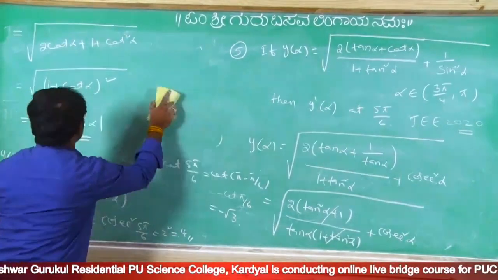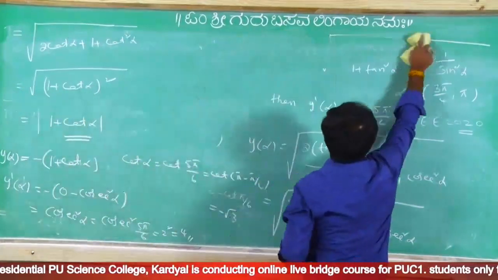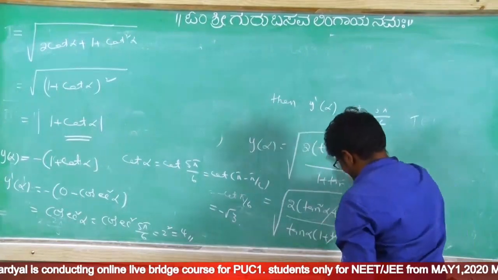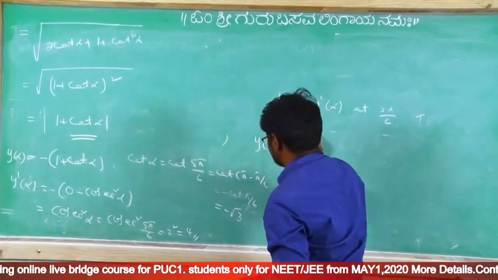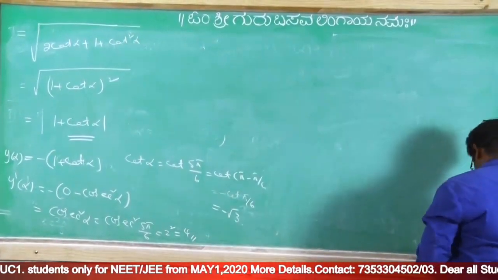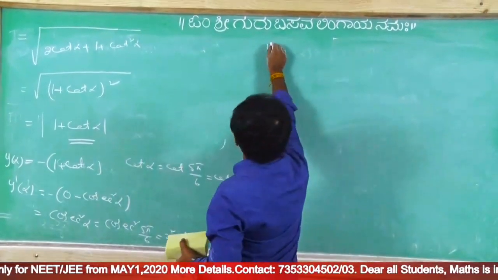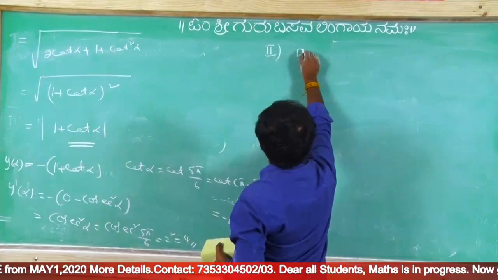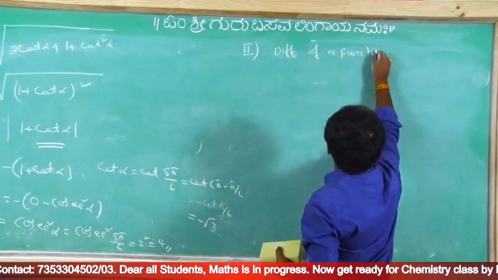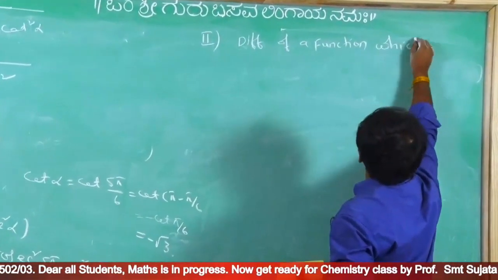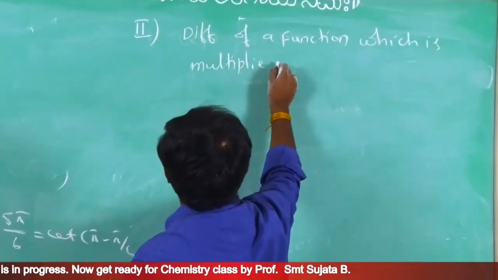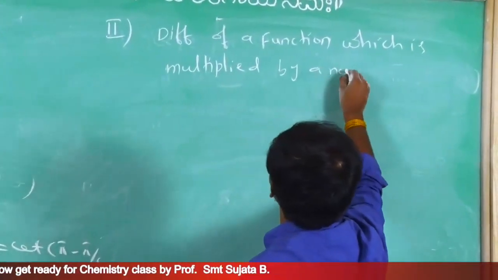Next, second one. Next one is differentiation of a function which is multiplied by a non-zero constant.